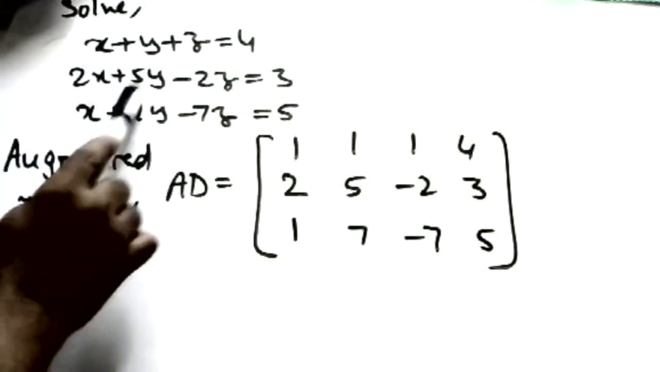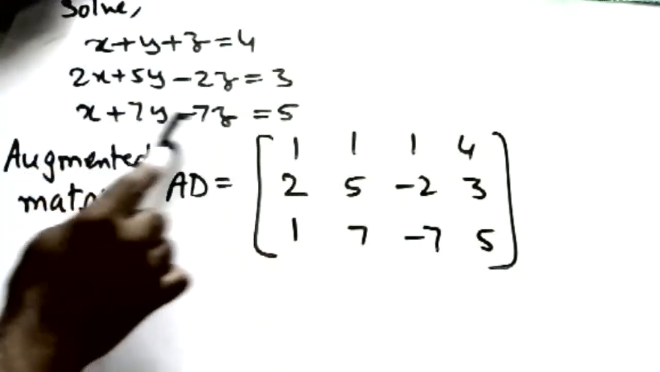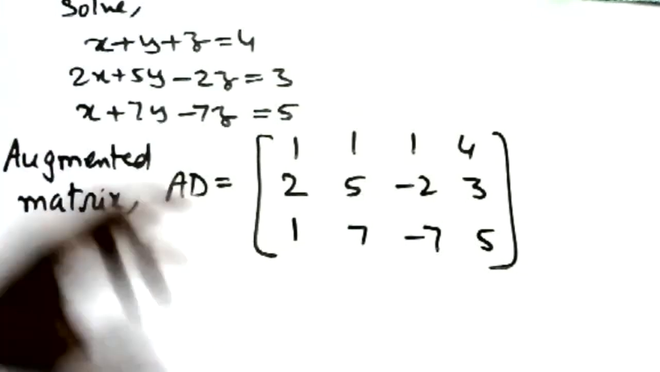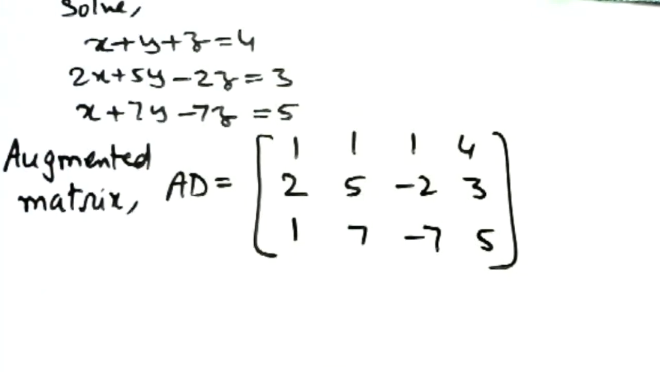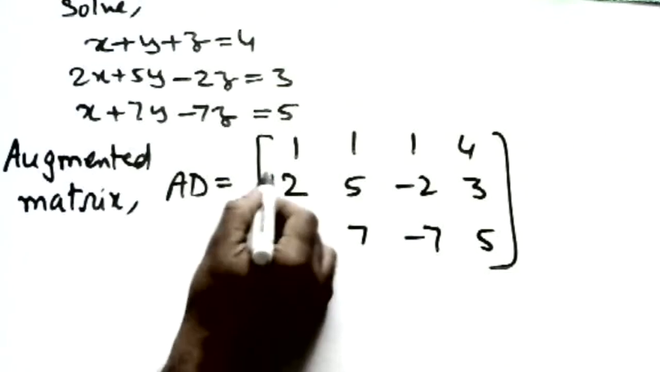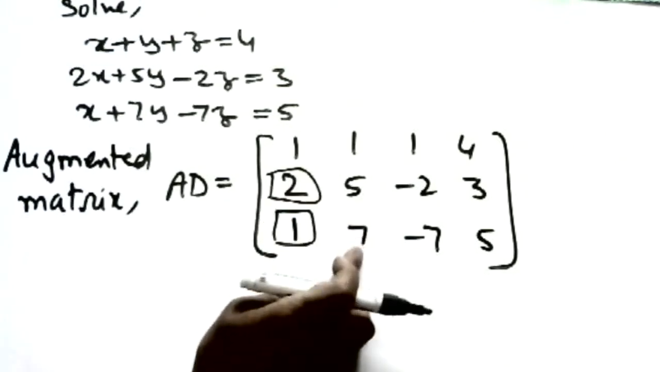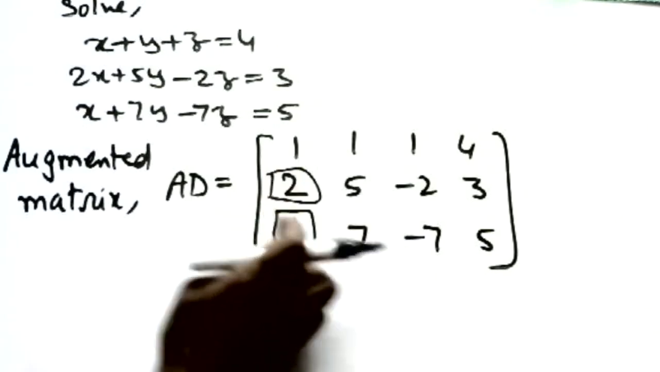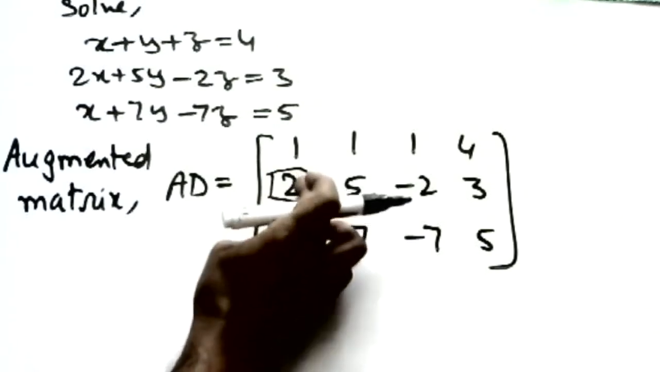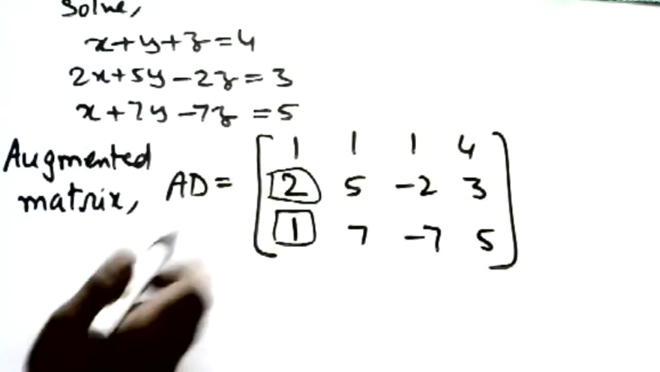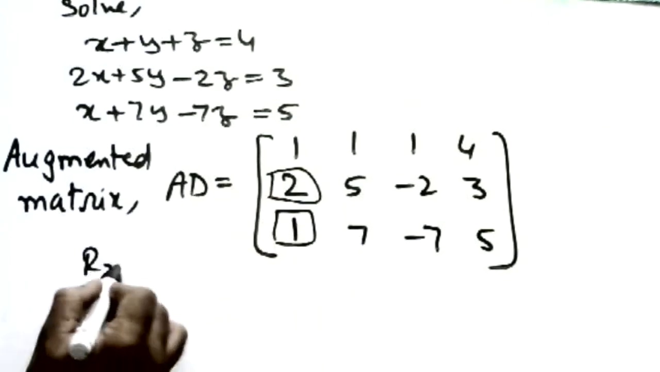I have taken 1 1 1 4, 2 5 minus 2 3, 1 7 minus 7 5. So this is actually a 3 by 4 matrix. Now let me make two zeros here. In the first step, make this 0 and this 0 to get an equivalent form. In the next step, let me make this 0. When we make these three zeros, we can say the rank. These two zeros in the first step and this one in the next step.